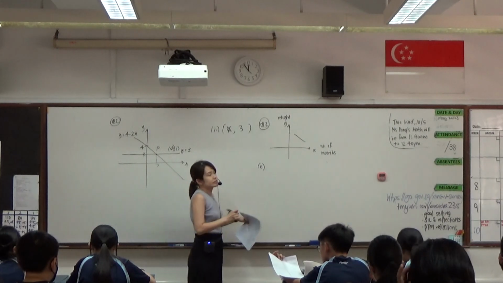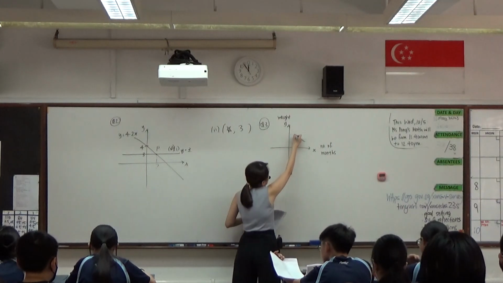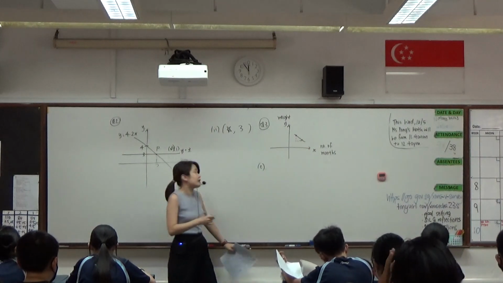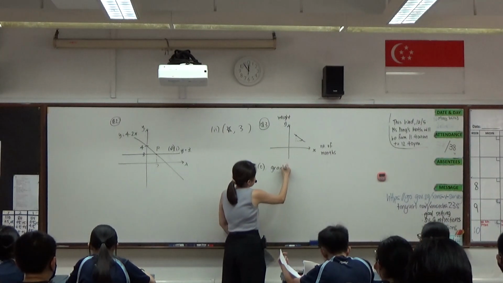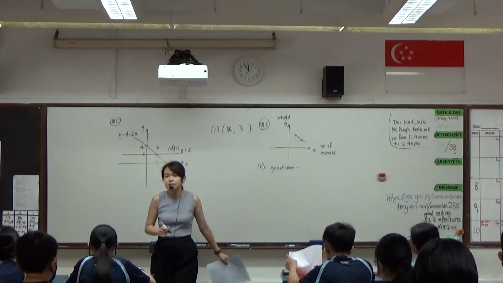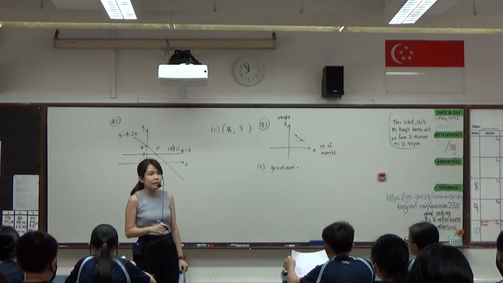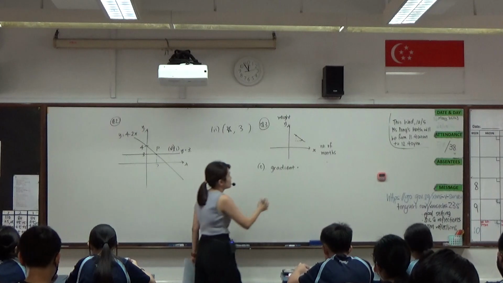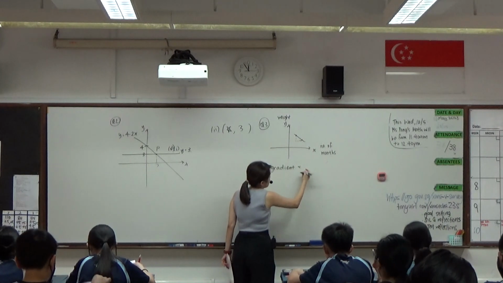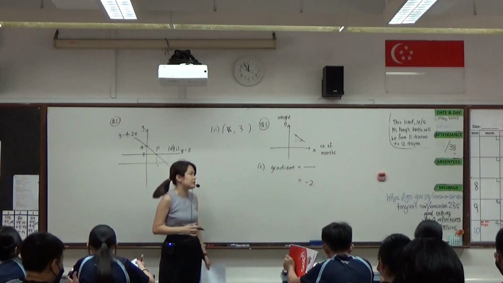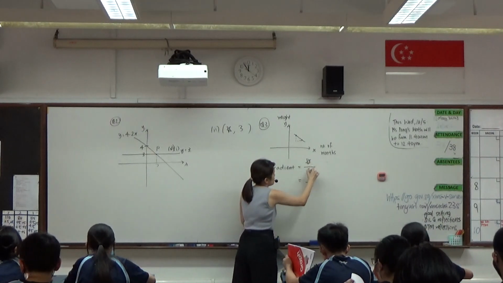To find the gradient, look at 2 points. Form your right angle triangle, do your rise over run. Whatever working that you have, I think your answer is -2. Am I right? Do we get -2 for your gradient? I don't know what values you get, but upon simplification it should be -2.